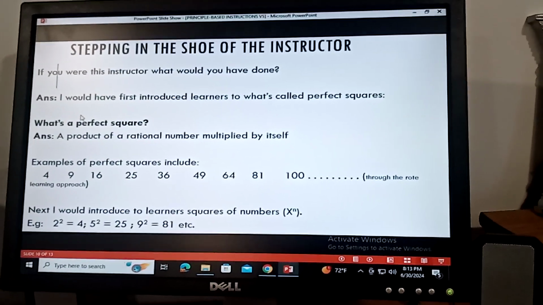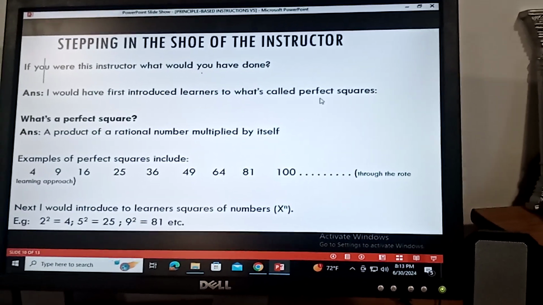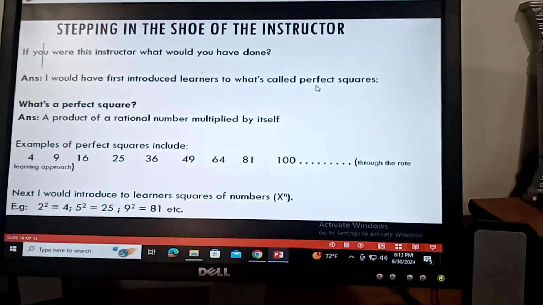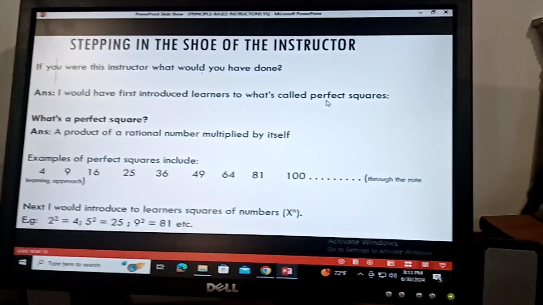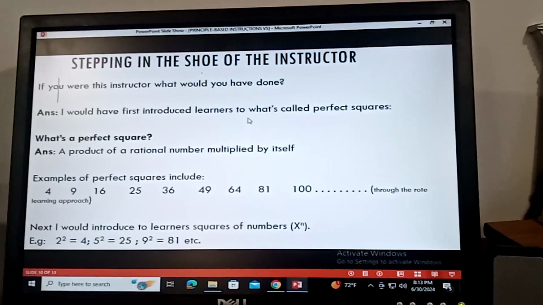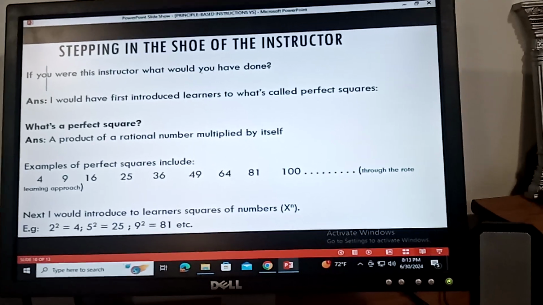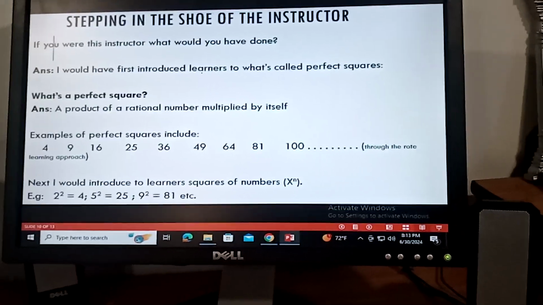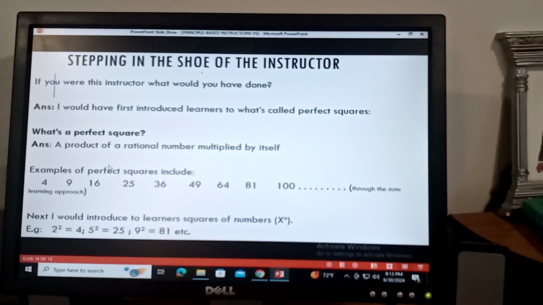If I were this teacher, I would have first introduced the students to what are called perfect squares. The student needs to understand what perfect squares are before. In life, we have to crawl before we can walk, before we can run, before we can do competitive athletics. We don't just start running after being born. So we have to go through life processes. The same thing is learning. You don't just jump to the end. So I would have introduced perfect squares.